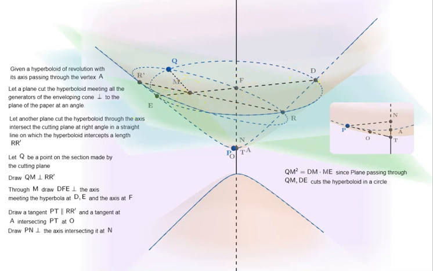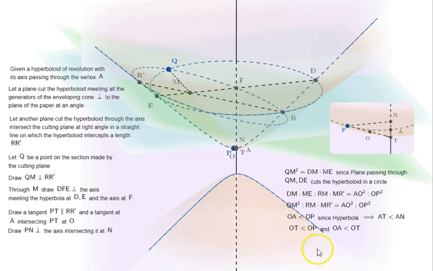DM times ME. So DM times ME is to Rm times Mr prime is equal to AO square is to OP square. This is from one of our previous propositions. DM times ME is QM square. So QM square is to RM times Mr prime is equal to AO square is to OP square. Now here, this is a hyperbola, which means that AT is less than AN, which in turn means OA is less than OP through similarity of triangles.